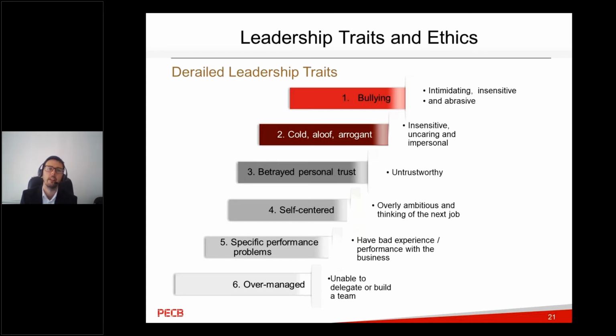Then we have betrayed personal trust. There might be some cases where a leader had the trust of their people due to certain decisions they made or some activity they have done, but they have betrayed this personal trust and now they are untrustworthy. And this is a leadership trait that is very difficult to improve or to build upon.